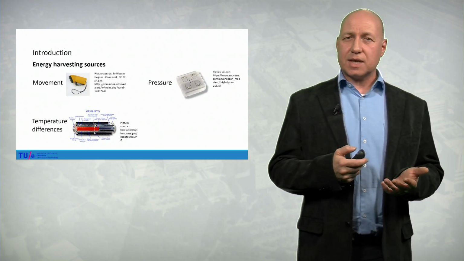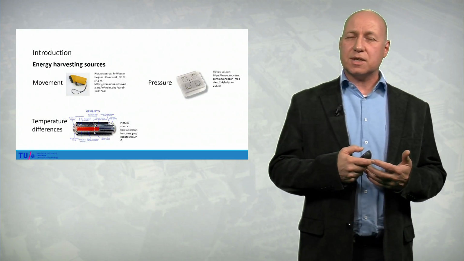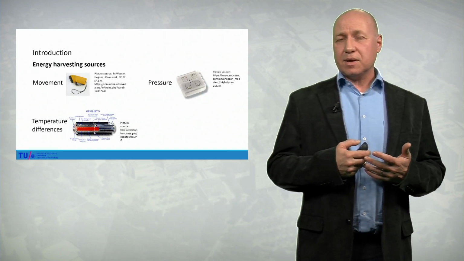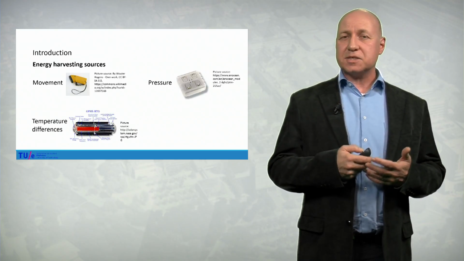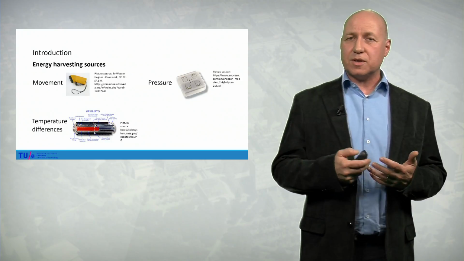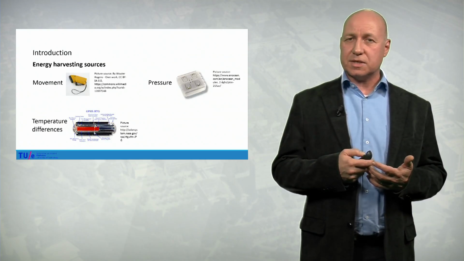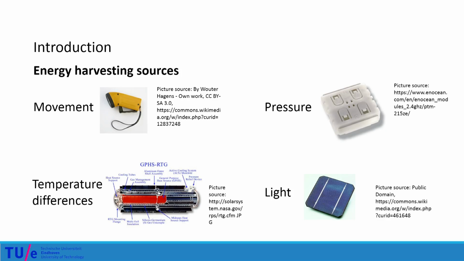Temperature differences can be used to harvest energy using the Seebeck effect. It is a technique used in satellites, and in satellites the temperature difference is generated most of the times by a thermonuclear generator. And finally, maybe the most well-known technology for converting energy from the environment into electricity is by solar cells. What is missing here is the use of radio waves.